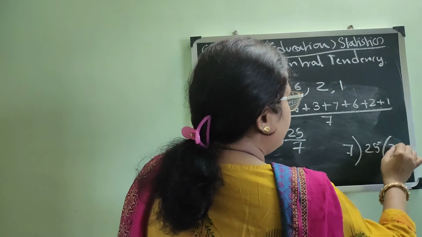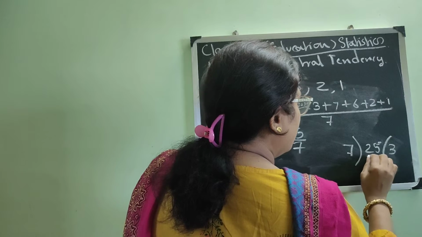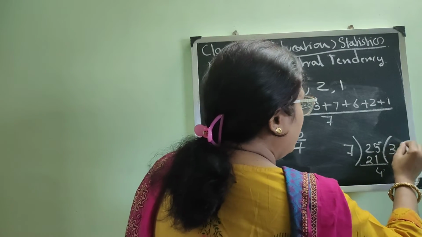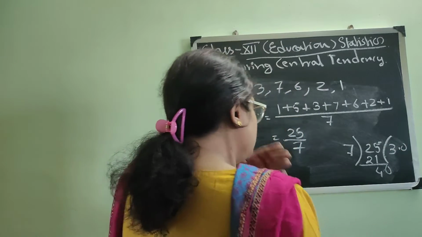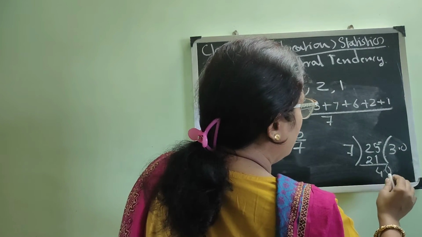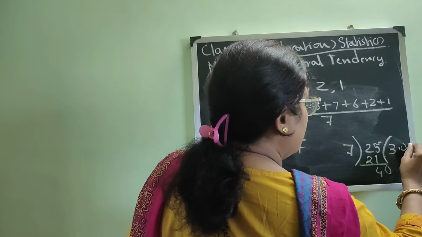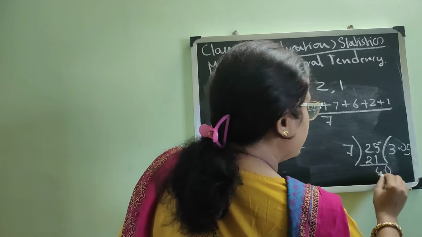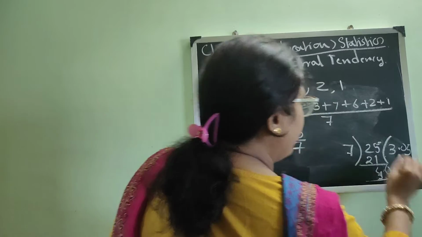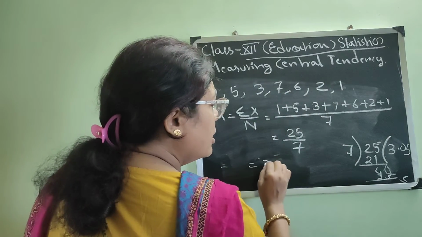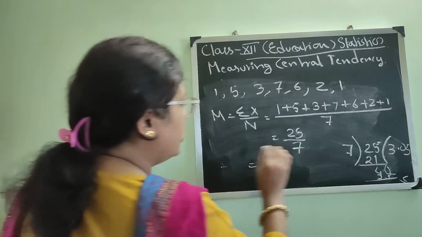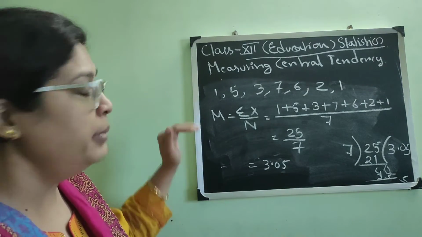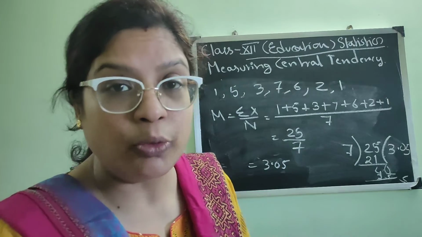So, 7 3s are 21. We all know 4, decimal and again 4 0. Now, 5 7s are 35. So, the answer will be 3.05. So, this is the way you have to take out the mean if it is ungrouped data.